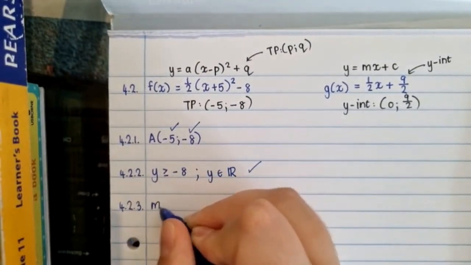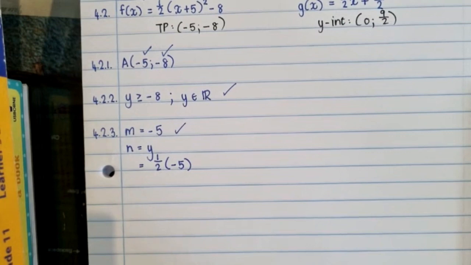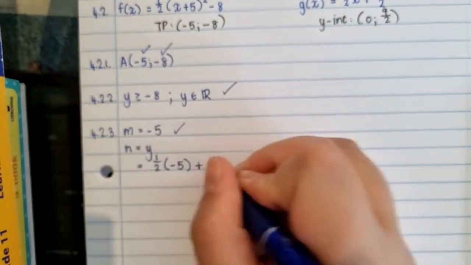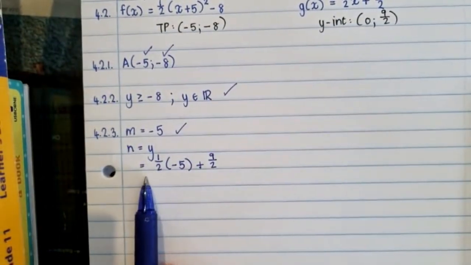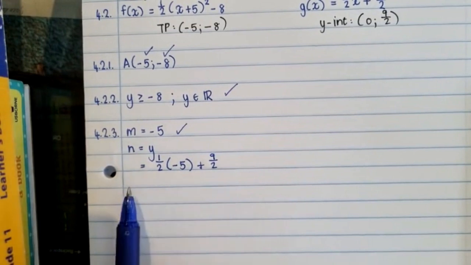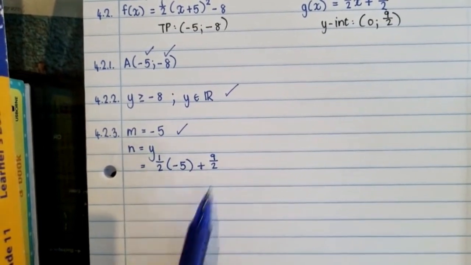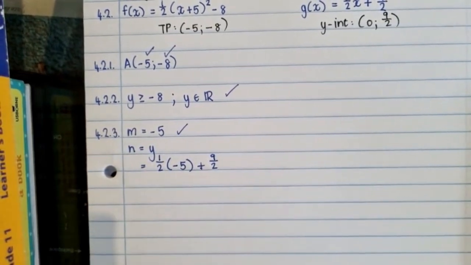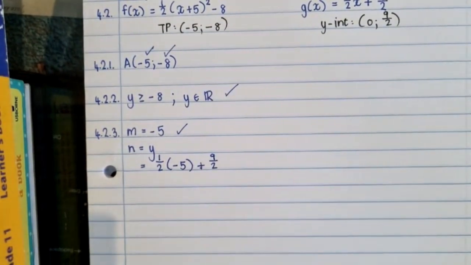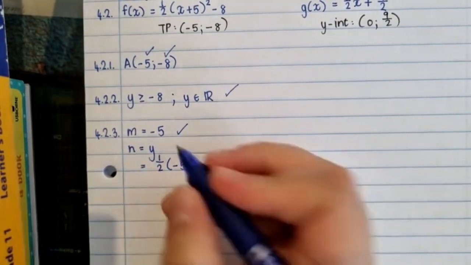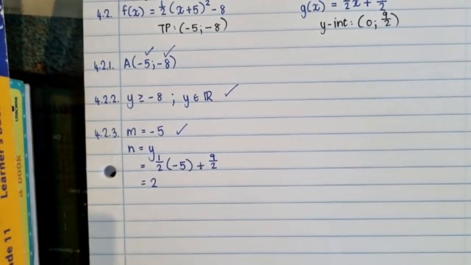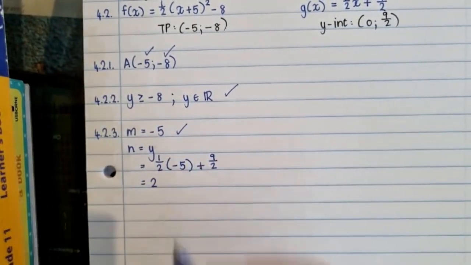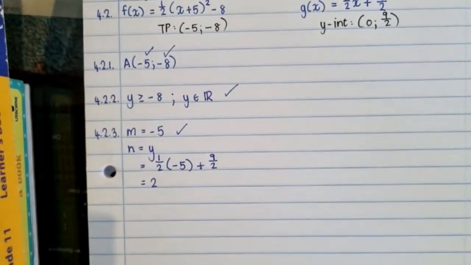4.2.3. All right, so I'm going to write here 1/2 times -5 plus 9/2. The equation of that straight line was 1/2 x plus 9/2. I'm making it 1/2 times -5 plus 9/2. Then you can work that out in your head if you want, or you can type it into the calculator. The answer there is 2. So that means that m is -5 and n is equal to 2.